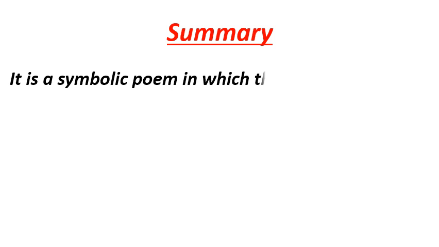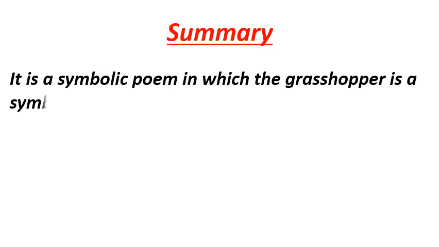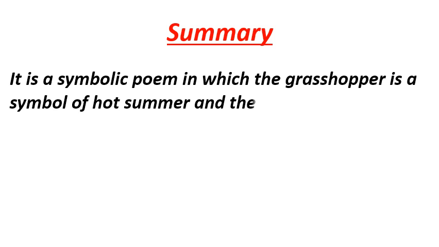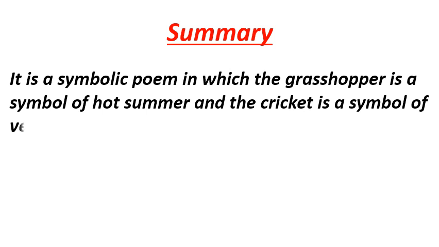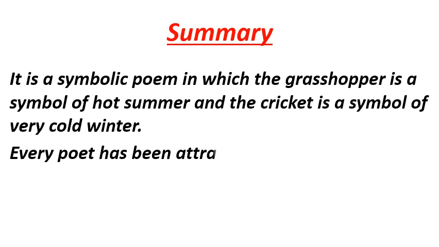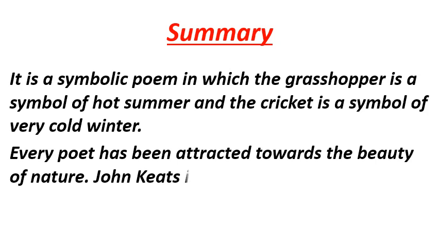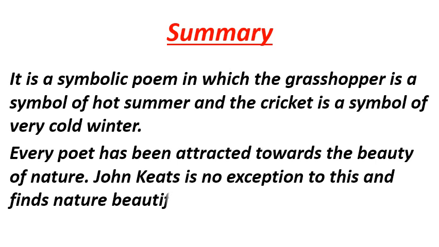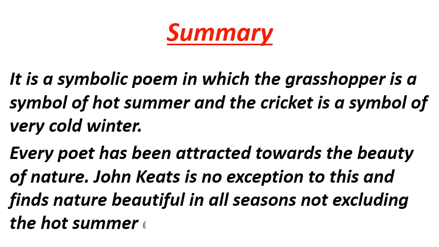Now let us see the complete summary of the poem. It is a symbolic poem in which the grasshopper is a symbol of hot summer and the cricket is a symbol of very cold winter. Every poet has been attracted towards the beauty of nature. John Keats is no exception to this and finds nature beautiful in all seasons, not excluding the hot summer and cold winter.